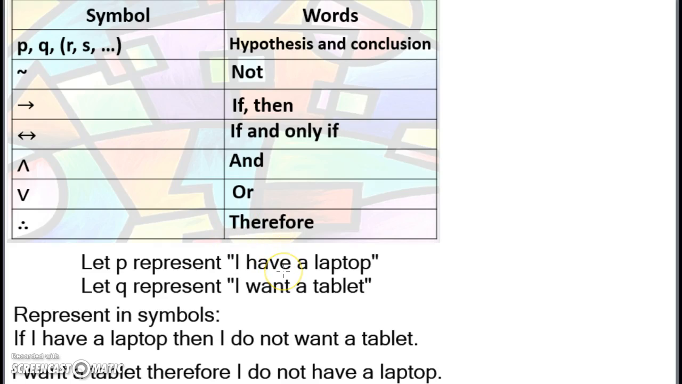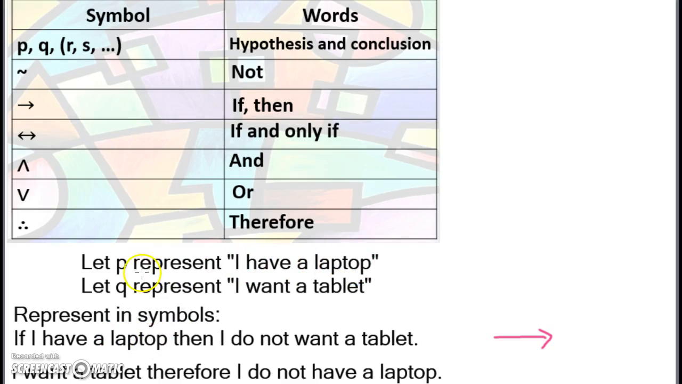All right, so we're going to just look at a really, really quick example. It says, let P represent I have a laptop, and let Q represent I want a tablet. All right, and I have two sentences that I'm going to represent in symbols now. The first one says, if I have a laptop, then I do not want a tablet. The first thing I notice is that it has an if and a then in it, so I know that it's going to need an arrow. All right, the hypothesis part is what comes after the if. It says, I have a laptop.